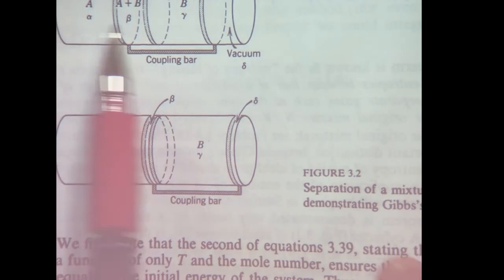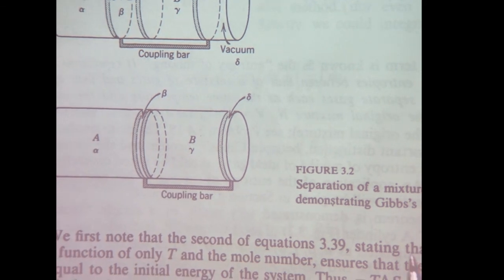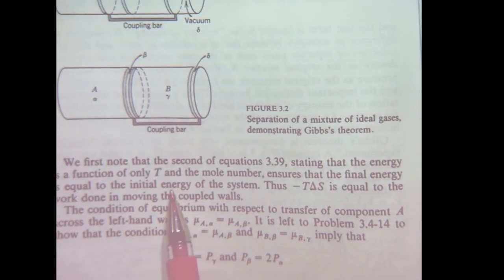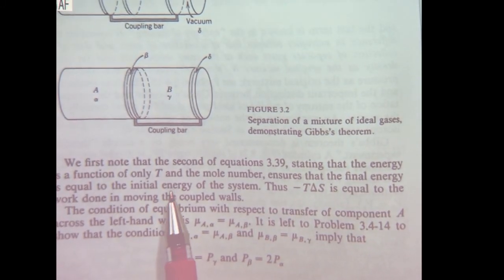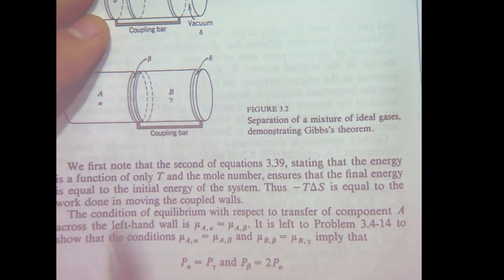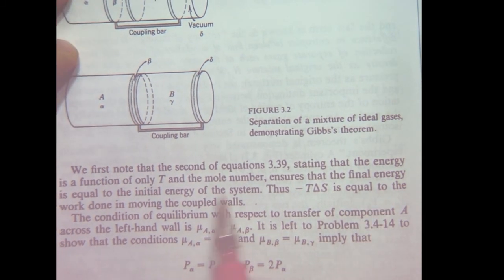Now the temperature remains the same at all times here, and the energy is a function only of the temperature and the mole number. The mole number is the same. So that means that the final energy is equal to the initial energy of the system, so there's no change in internal energy.